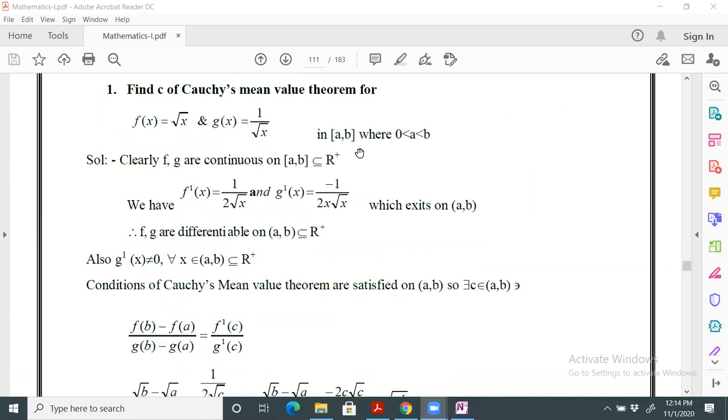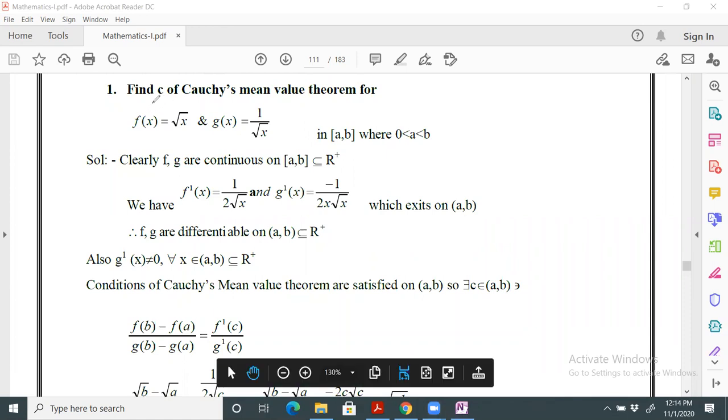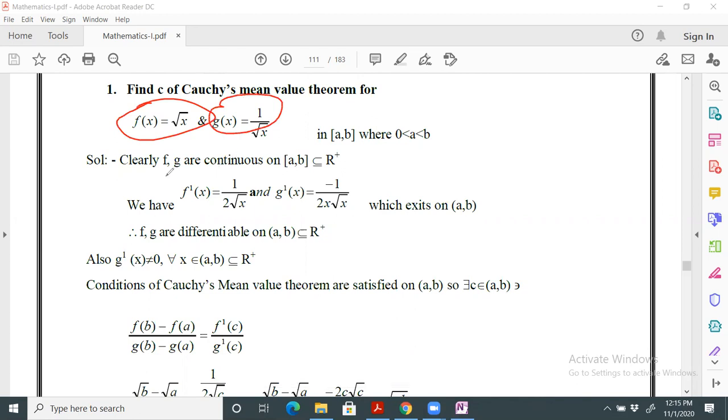Based on the cases we already discussed, f of x and g of x both are continuous because both are polynomial functions. And we have to find out f dash of x and also g dash of x, as we need them. These things will exist in the given interval a comma b. Why will they exist? Because the a, b values are both greater than 0. If for example the interval is -1 comma +1, then it is not continuous, it is not differentiable also.